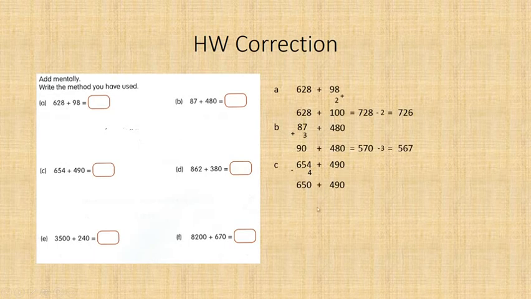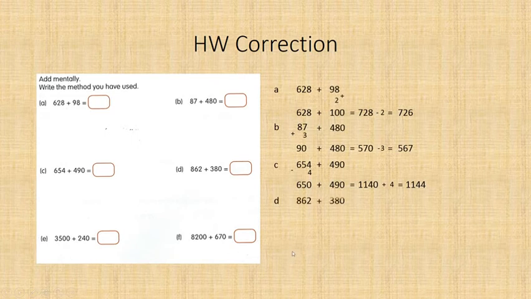So right now it's easier for me to calculate. 400 plus 600 is going to be 1000, and 50 plus 90 is going to be 140. So I have 1140. Okay, but remember that you subtracted 4, so you have to put it back in the answer. So plus 4 in the answer is going to be 1144. Let's go to question number D.